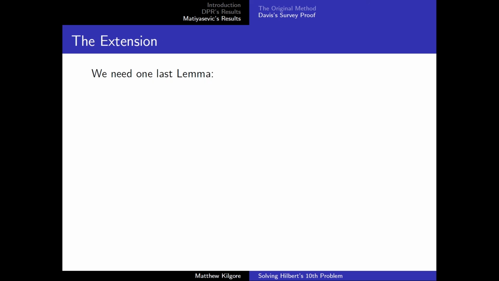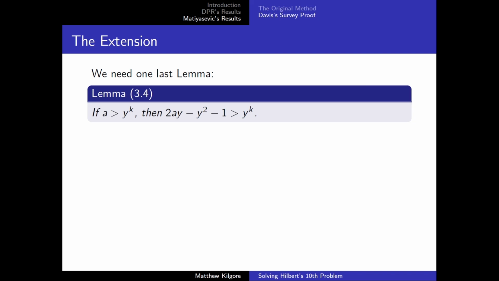To finish up, we need one last lemma. It's very easy to prove, so we say it without proof. Also, at this point, we'll really be running out of time. Problem 3.4 says that if A is greater than Y to the K, then 2aY minus Y squared minus 1 is greater than Y to the K.